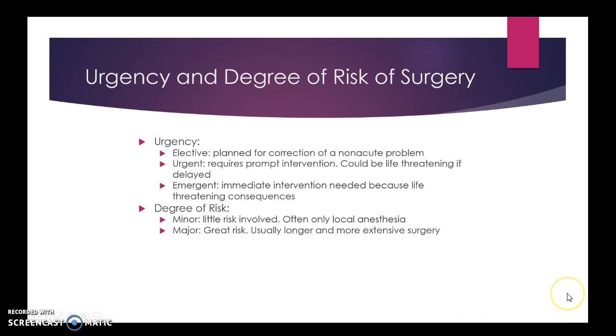So, urgency and degree of risk of surgery. Urgency is how fast we have to get in. It can be elective, so it's a planned procedure. It can be urgent, where it needs to be done, but it's not life-threatening now. Or it can be emergent, where it's definitely life-threatening, and if you don't get it fixed, it's going to cause problems. There's also degree of risk for how invasive this is. It can either be minor or major.